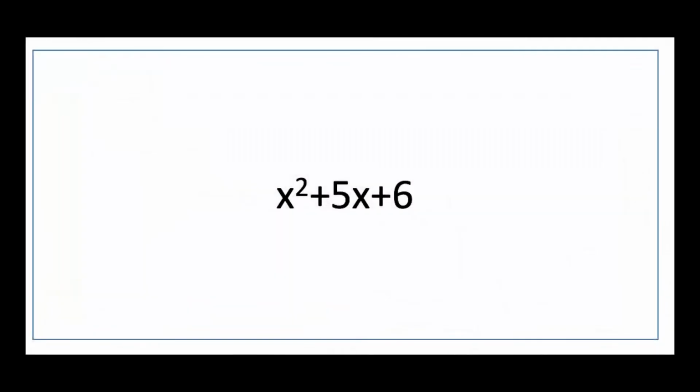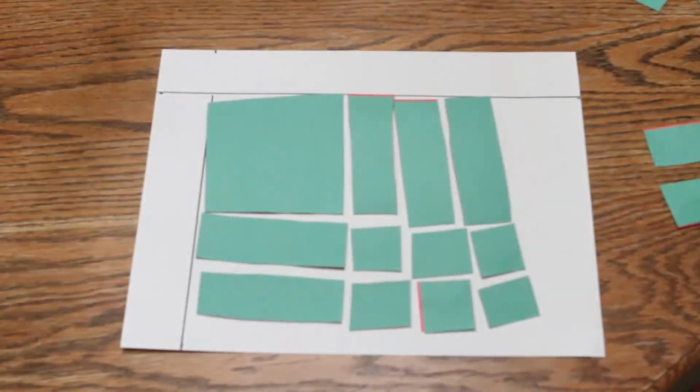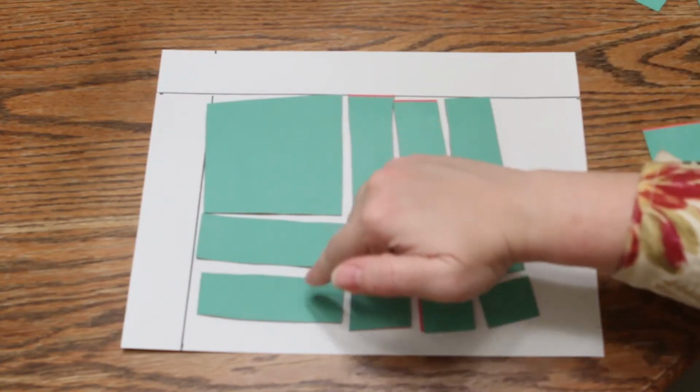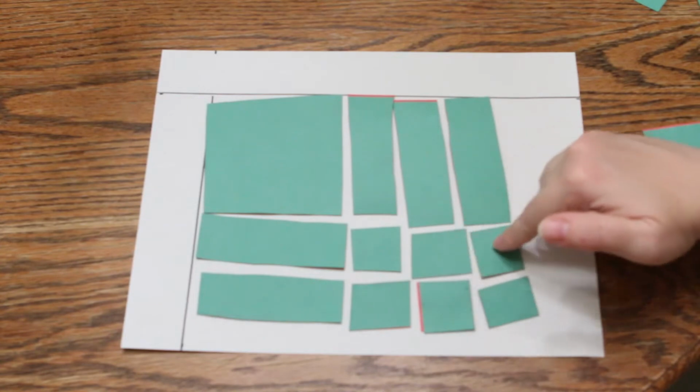Let's try division or factoring of a trinomial with algebra tiles. We'll try factoring x squared plus 5x plus 6. First, we fill in the area of our rectangle with our trinomial. The area of a rectangle is length times width, so we count the length and width of our rectangle to factor. The area is x squared plus 5x plus 6.